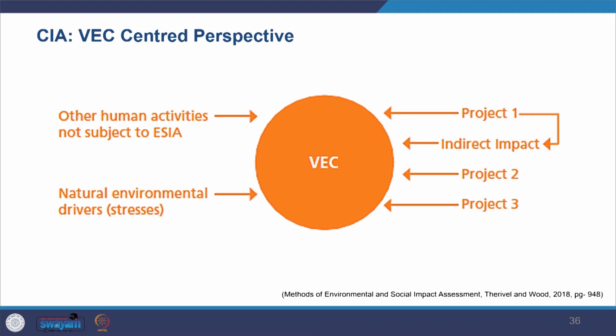Once the other impacts have been identified, the cumulative impacts are assessed as the resulting change in the condition of the VEC. So we try to see what's really happening with the VEC rather than with the project. Here in cumulative impact assessment we try to see what's happening to the VEC because of project 1, project 2, project 3, human activities, natural environment, drivers and stress. From all perspectives, what's really happening to the VEC. So that's the key difference between EIA and cumulative assessment.